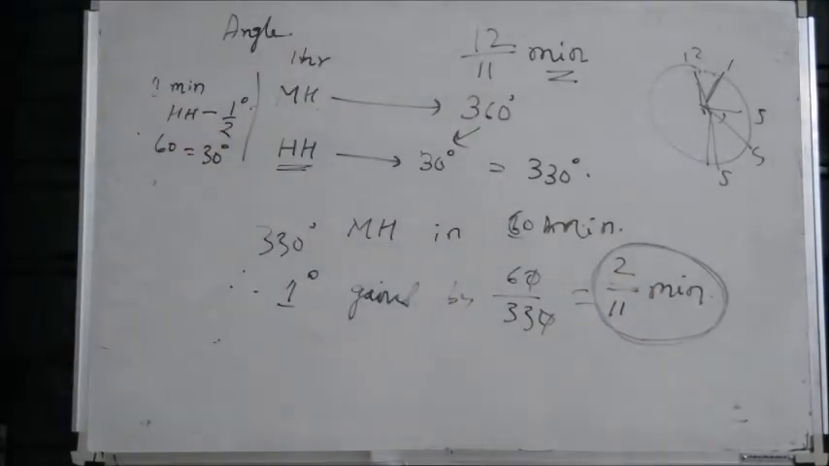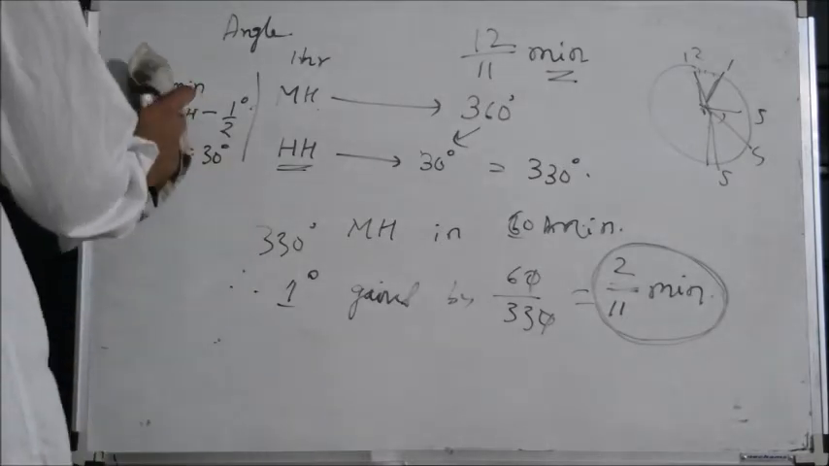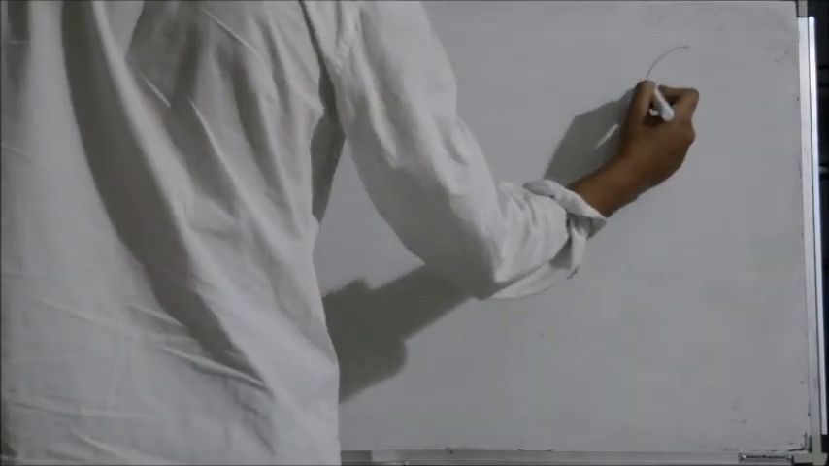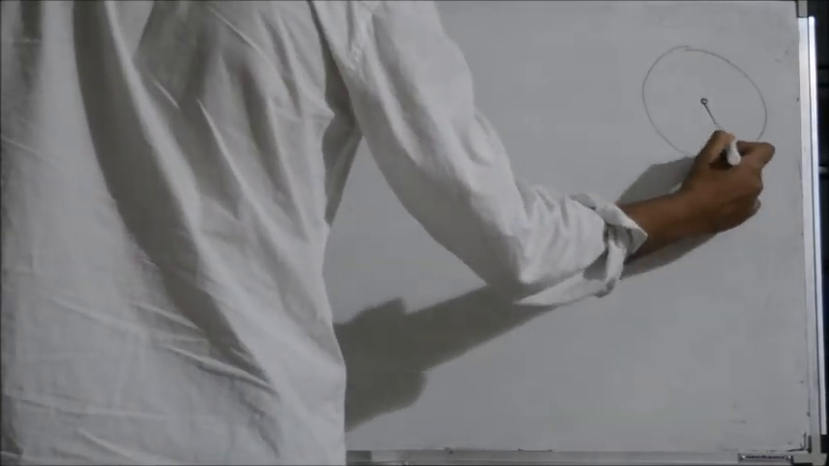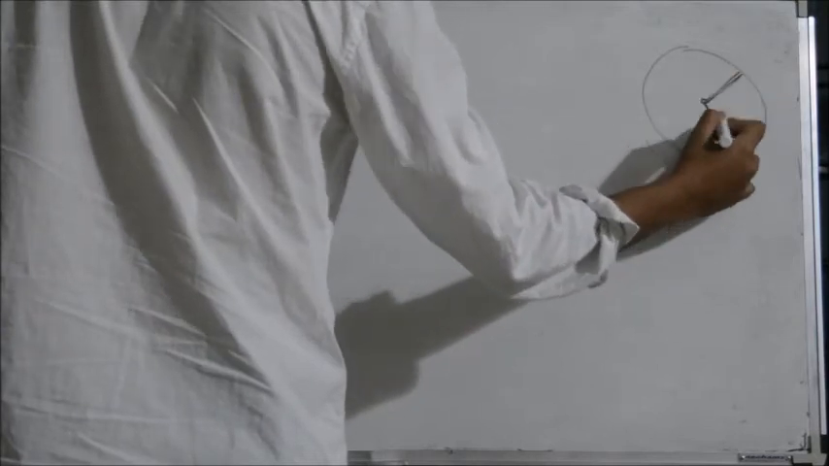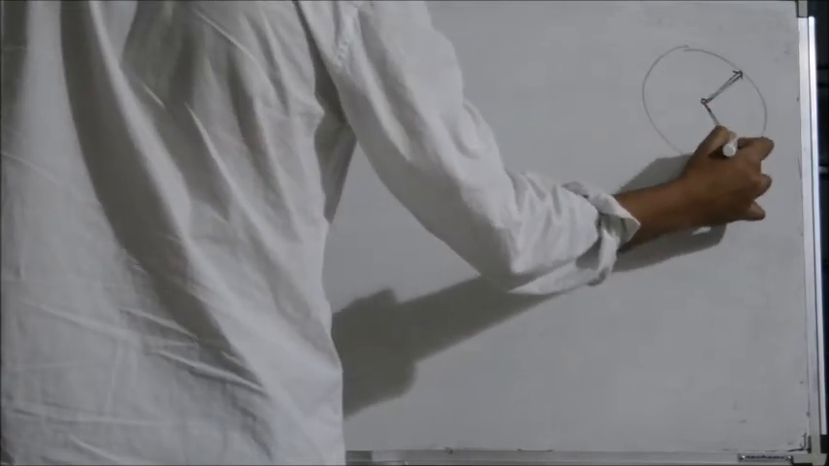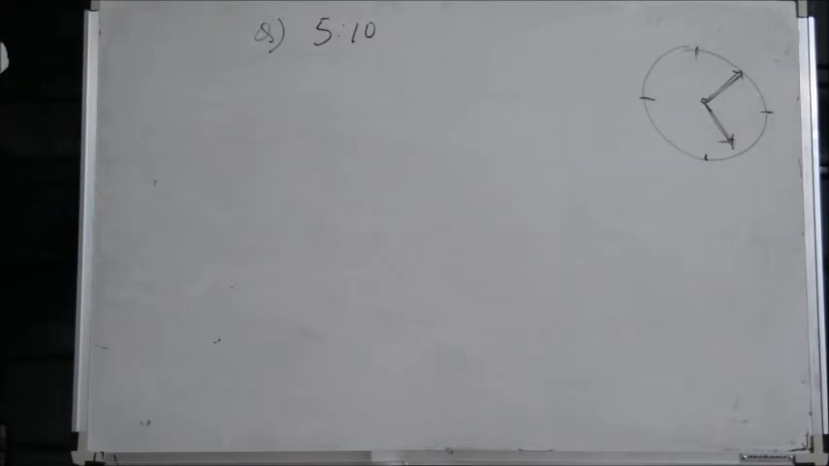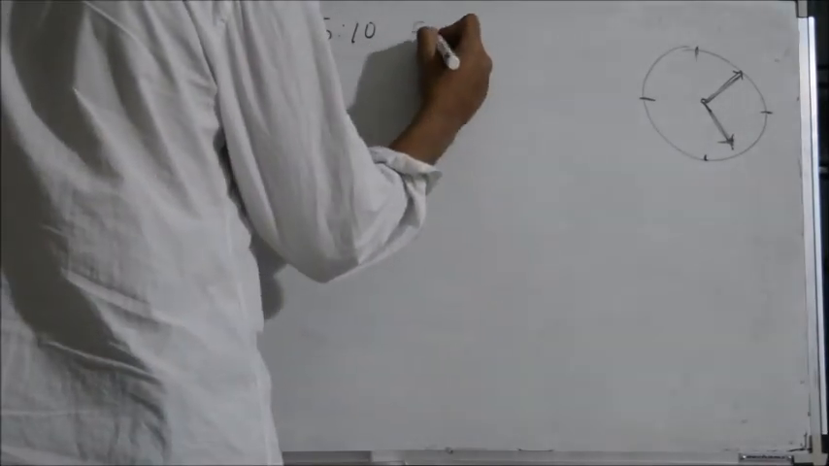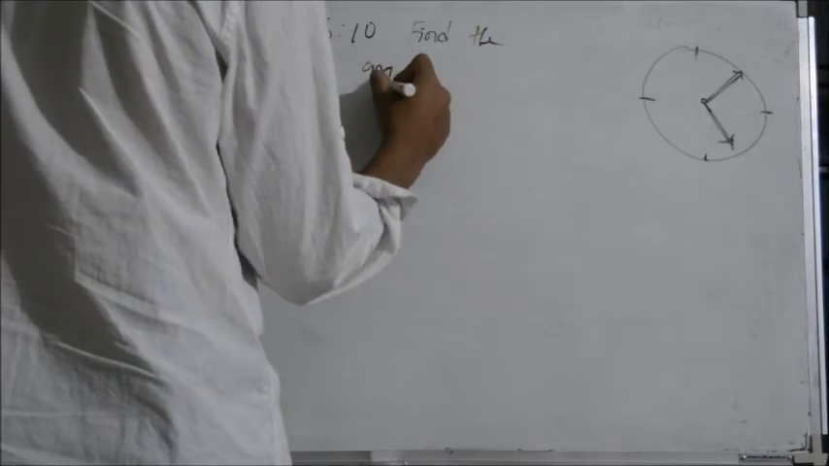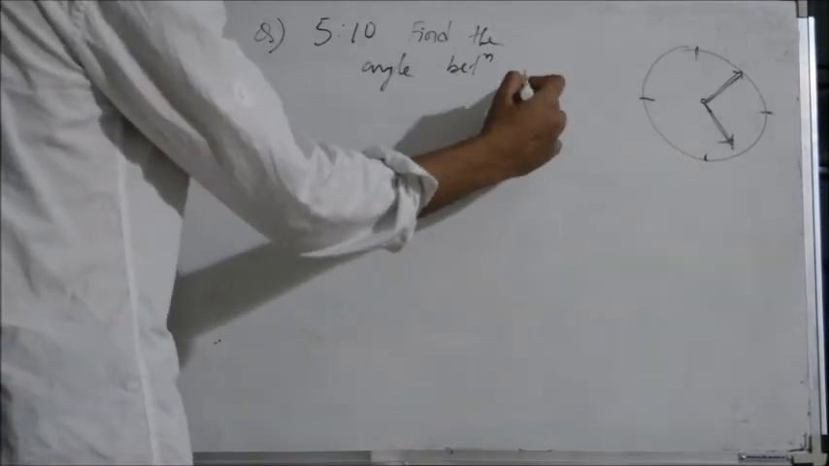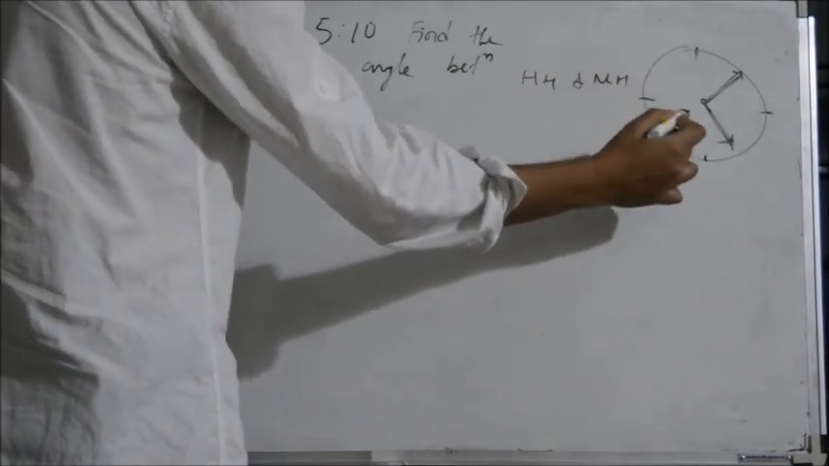Now we will try to solve some problem. Suppose the time is given, 5 past 10. That means if we see in the clock here, 5 will be here, 10 will be here. Hour hand is here, minute hand is here. So when it is 5 past 10, find the angle between hour hand and minute hand. What is the angle here?